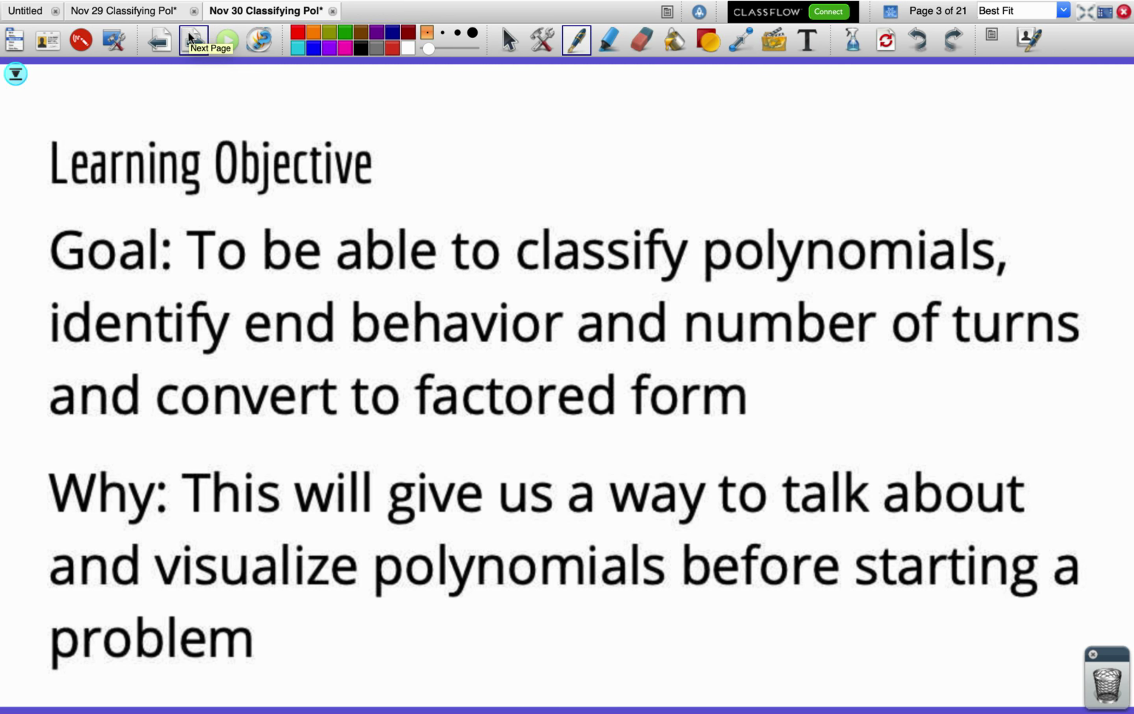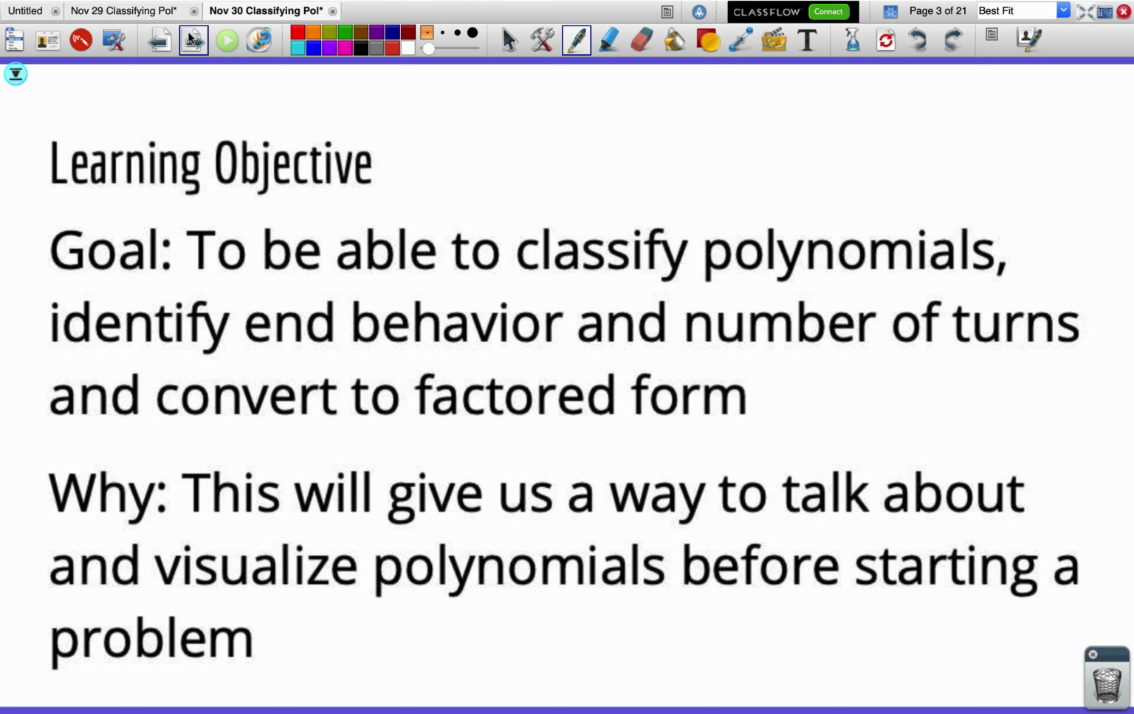Okay, so our goal is to be able to classify polynomials as well as identify their end behavior, number of terms, and convert to factored form. We're going to be doing a lot with polynomials today, so definitely get those notes out. Why are we looking at all these different features? Well, the classifying is going to help us have a way to talk about polynomials. And all of the different features are going to help us visualize the polynomials before we start a problem.